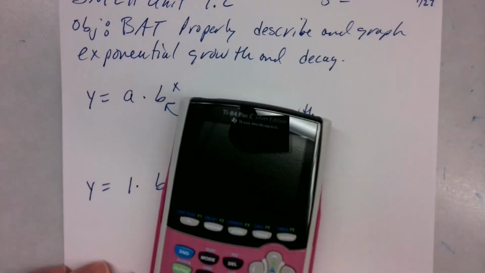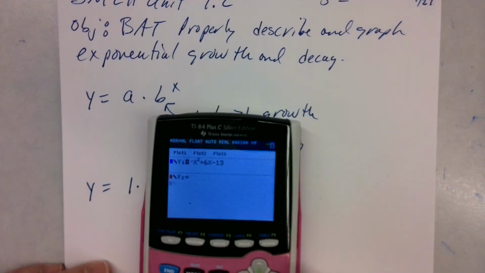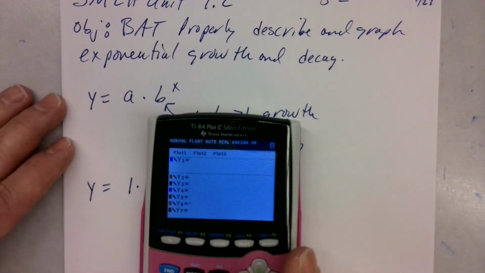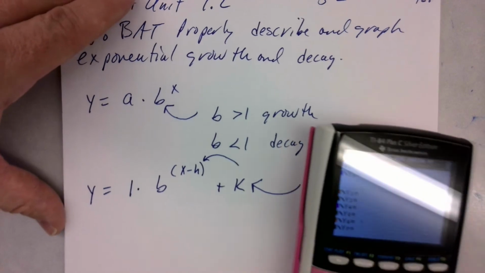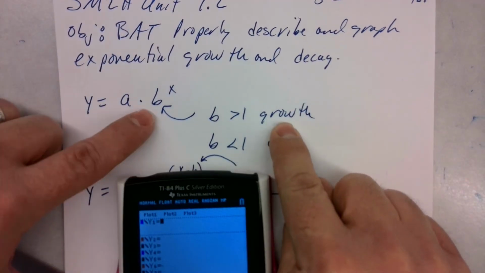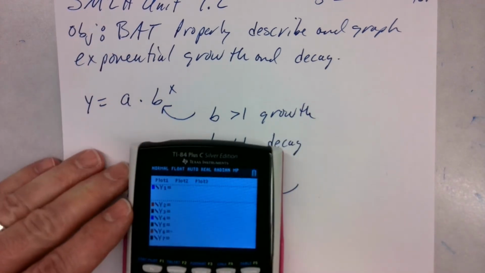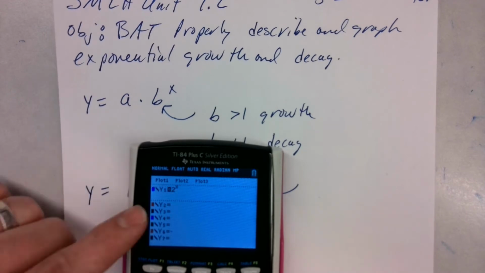Let me show you something. And if you recall, I suggested you get one of these, and if you have one of these, it's going to make this a lot easier. Now, let me show you what happens here. Let's say that I want to do a growth function, right? So let's just make a b of 2, just to make it easy, right? So what you're going to have is y equals 2 to the x, right?